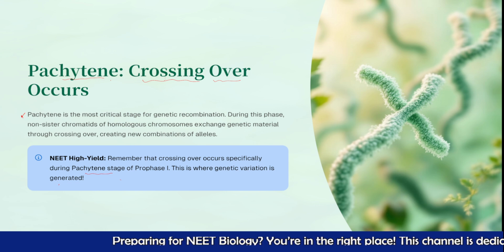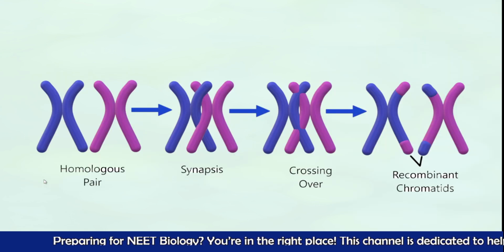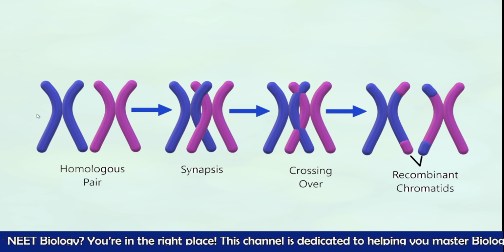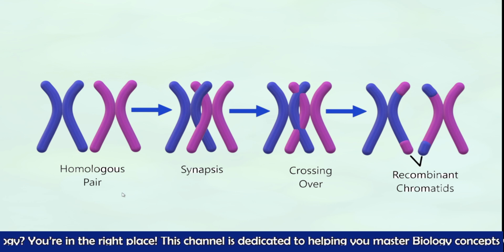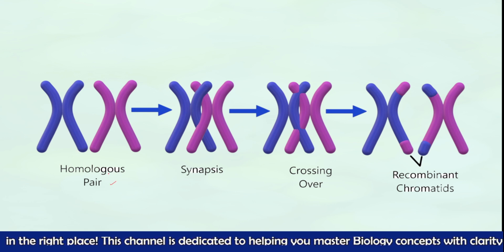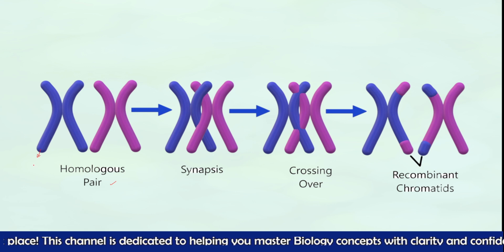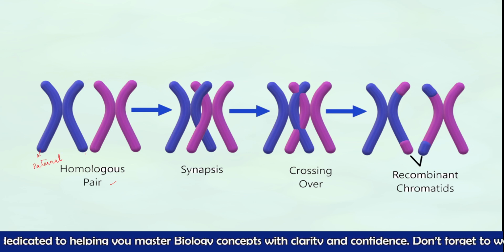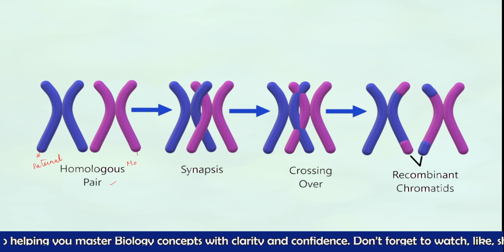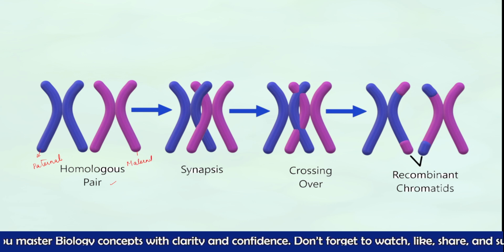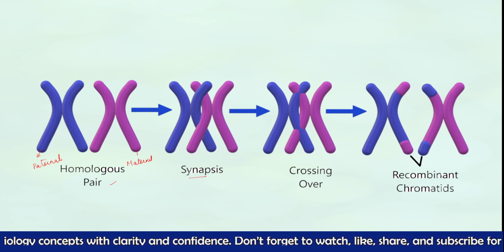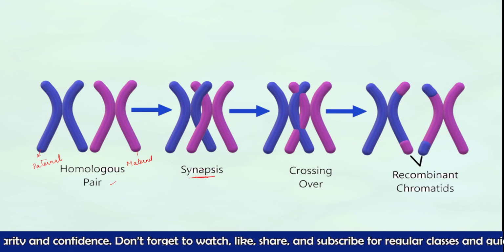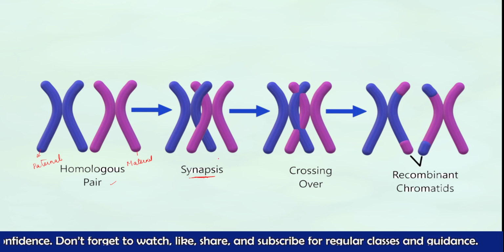Now let's discuss with the help of a diagram how crossing over takes place. You can see here, first there is a homologous pair of chromosomes. Suppose this one we can call the paternal chromosome, and this the maternal chromosome. In the next stage we can see synapsis. What is synapsis? The pairing of the homologous chromosomes, they just pair with each other.